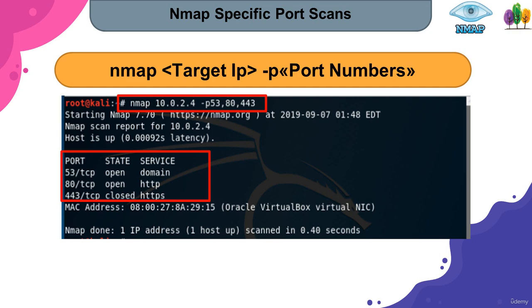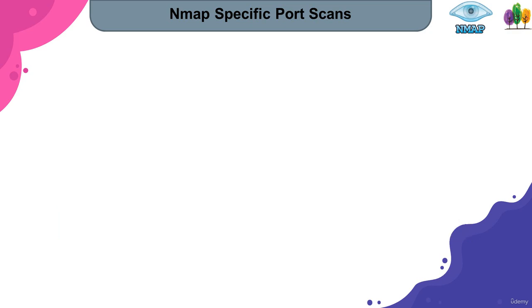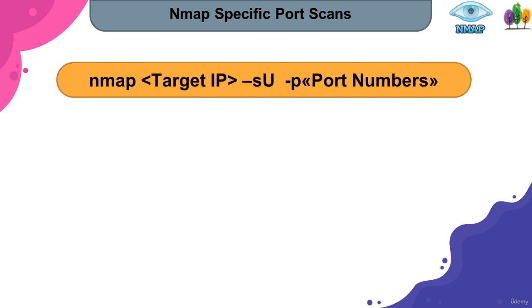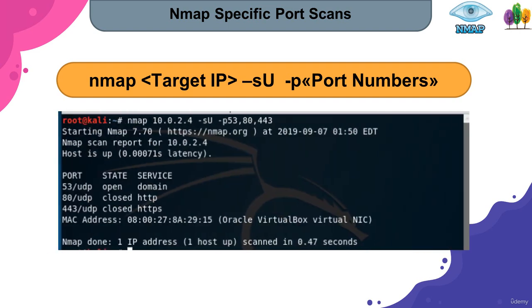So let's do a UDP port scan and have a look. nmap -sU -p53,80,443, press enter. And here you can see TCP does not show ports 80 and 443 since we entered the UDP parameter. Only the UDP port shows up as a scan result.